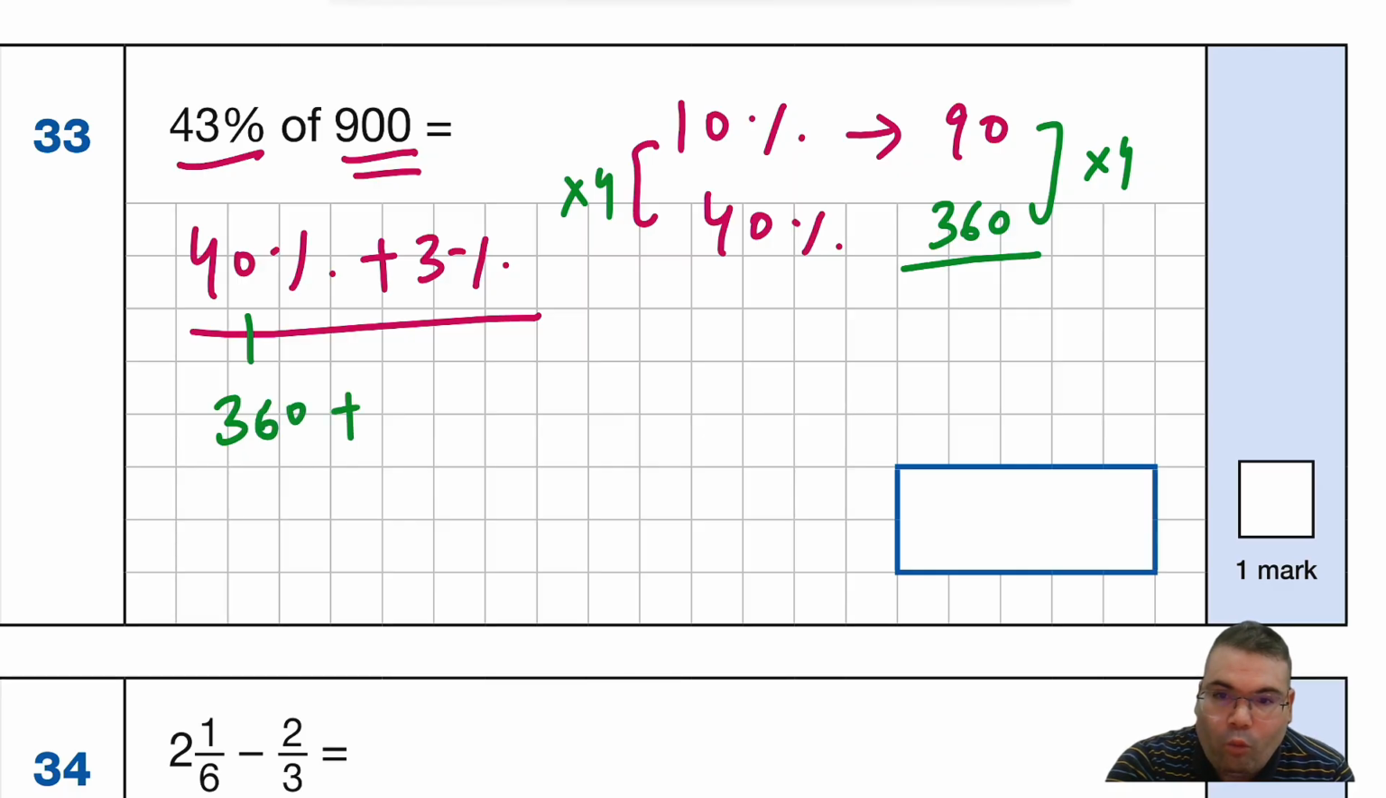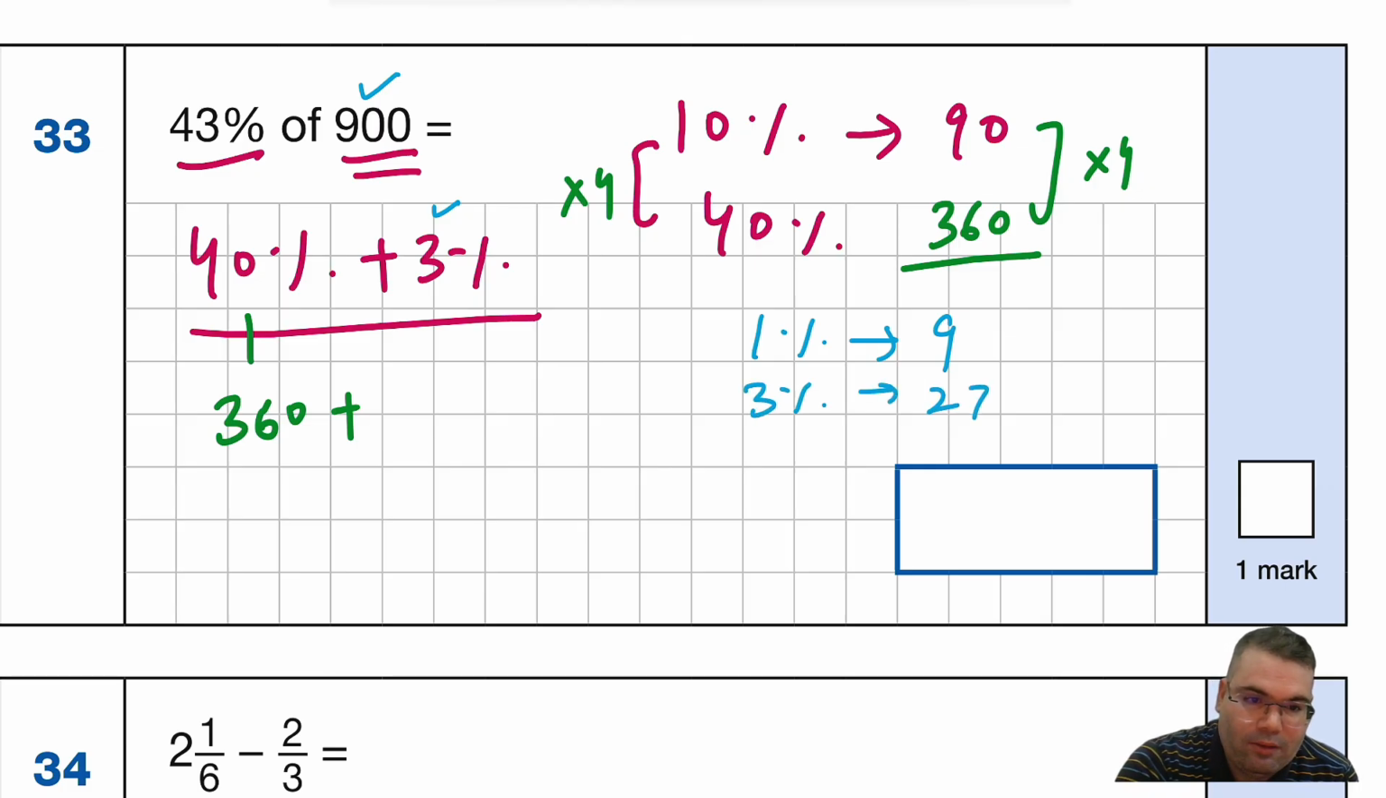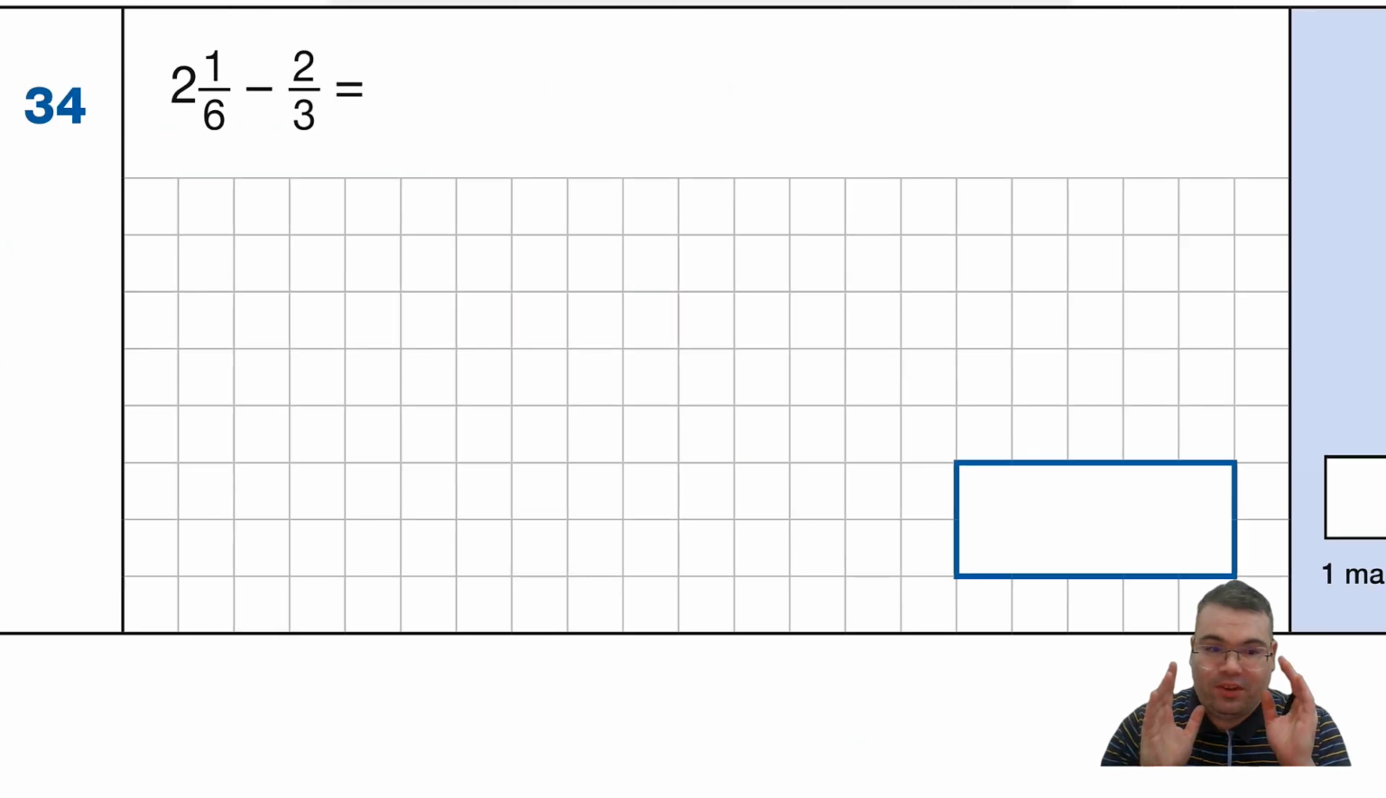Now 1% we know is the number divided by 100. So 900 divided by 100. So 1% is 9 here. And we need to find 3%. So 3% is 27. Now let's just add them together. 360 plus 27, which is 387. So this is the next question.